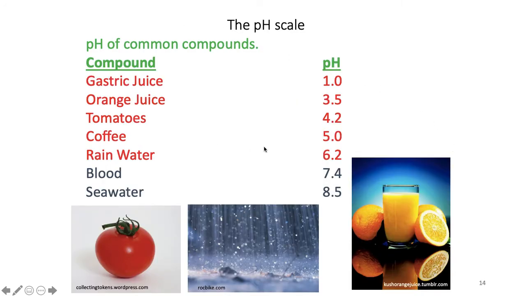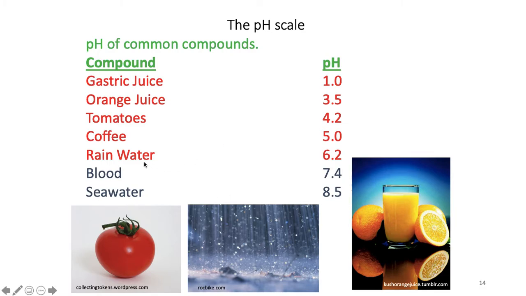Let's look at some common compounds that we know and look at the pH of them. We'll start with seawater. Seawater has a pH of 8.5. Remember that pH of 7 is neutral. Anything from 7 to 14 is basic. So you can see that these two are blue to go with our color coding here.